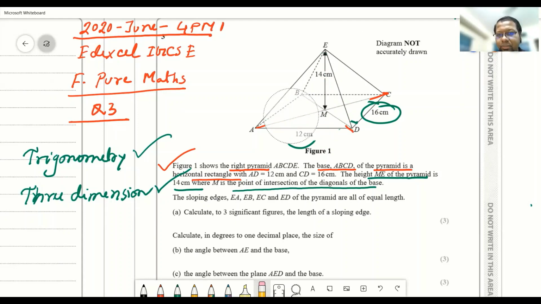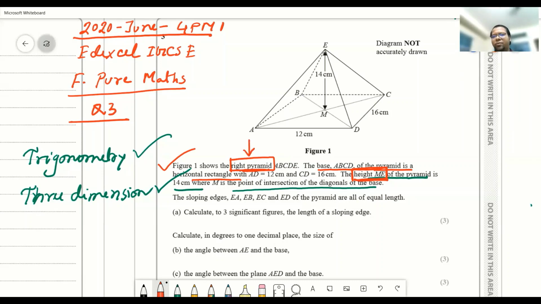Now, from the question, there are two important things you need to sort out, which are right pyramid and also the height ME. These two pieces of information are very important. Now, what does right pyramid mean? I think you know about it. In case of a right pyramid, the vertex of the pyramid is always directly above the center of the base. Now, how do we know that M is the center of the base?